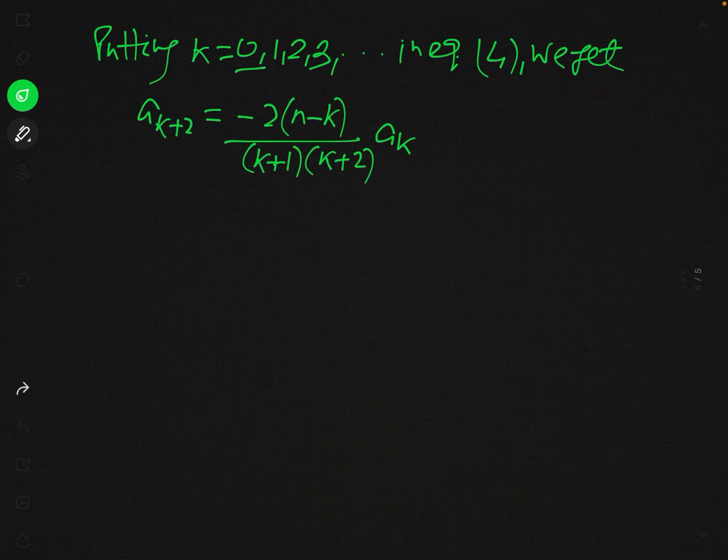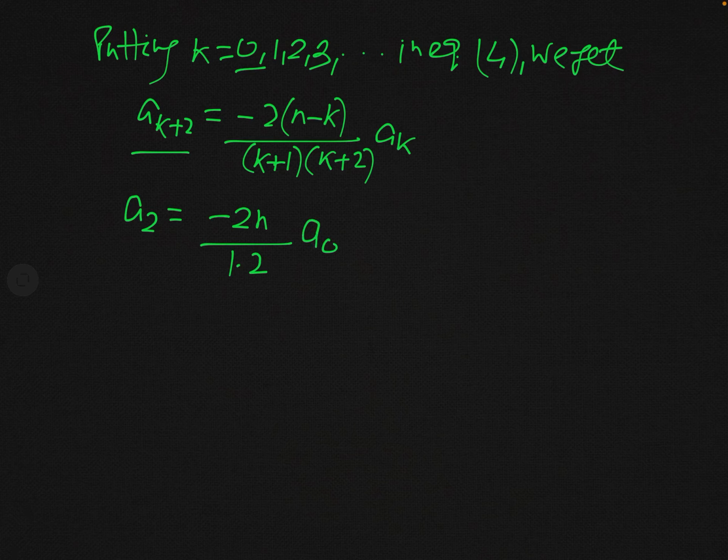So you can see when k is 0, then this a k plus 2 will be simply equal to a2 because k is 0. And in RHS you can see there will be minus 2 n because k is now 0 and over 1 times 2 and a0. And you may write it in this way. This is minus 2n over 2 factorial a naught. So this is the value of a2.